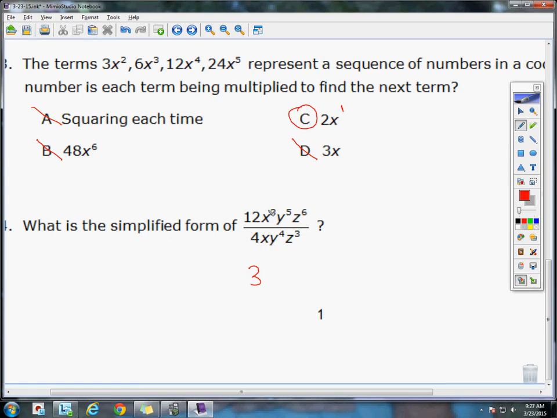When you divide, you just subtract your exponents. You have a 3 up top. Down here, the invisible exponent is 1. So when we subtract, we have 3 minus 1, which is going to give you 2. The next base is y. You have 5 minus 4, which is just 1. And then the last one is z. 6 minus 3 is just going to give you 3. So 3x squared y z to the third power is your simplified form.